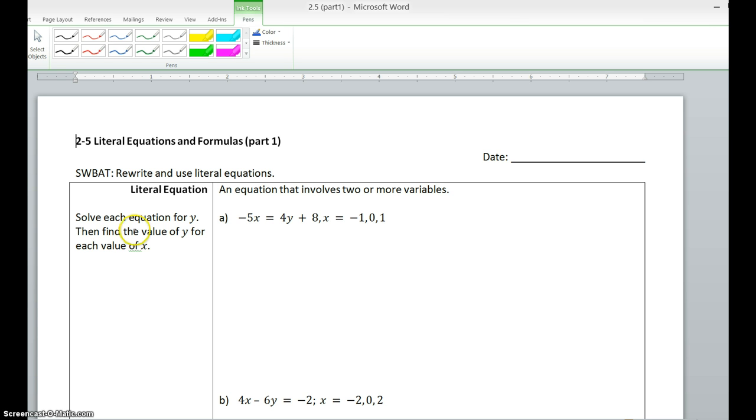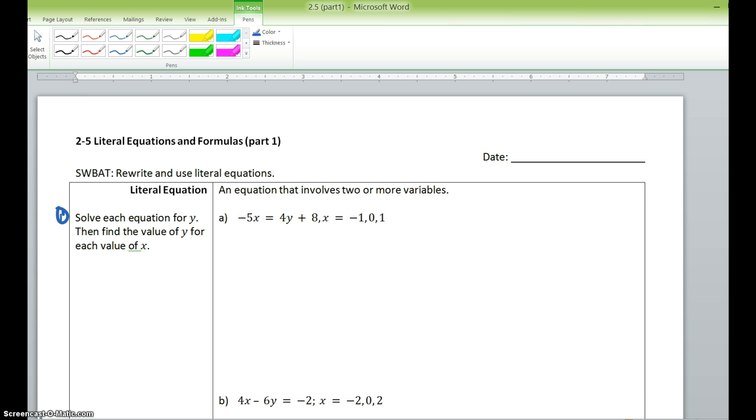Directions. Solve each equation for y, then find the value of y for each value of x. So for part A, we are looking at negative 5x equals 4y plus 8. And the values after we solve for y that we're going to be finding is for when x equals negative 1, 0, and 1. So first thing they want me to do is solve the equation for y.